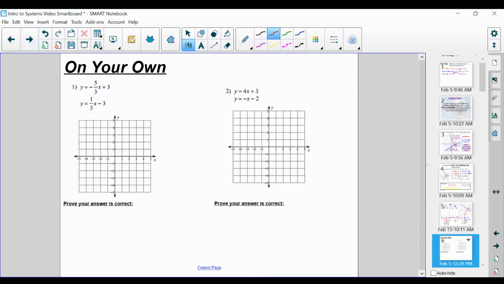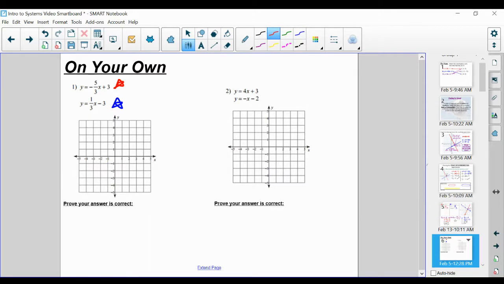All right, so let's go through these together. Problem number 1, we have y equals negative 5/3 x plus 3. We're going to let that first equation be red. And the second equation, y equals 1/3 x minus 3, we're going to let that be blue.